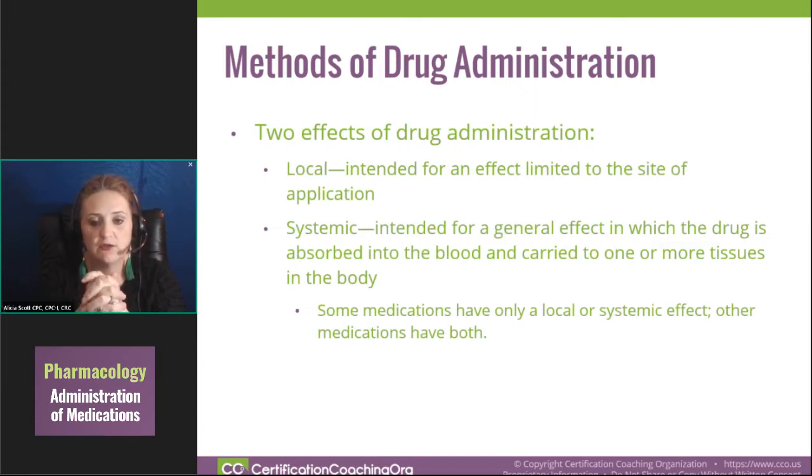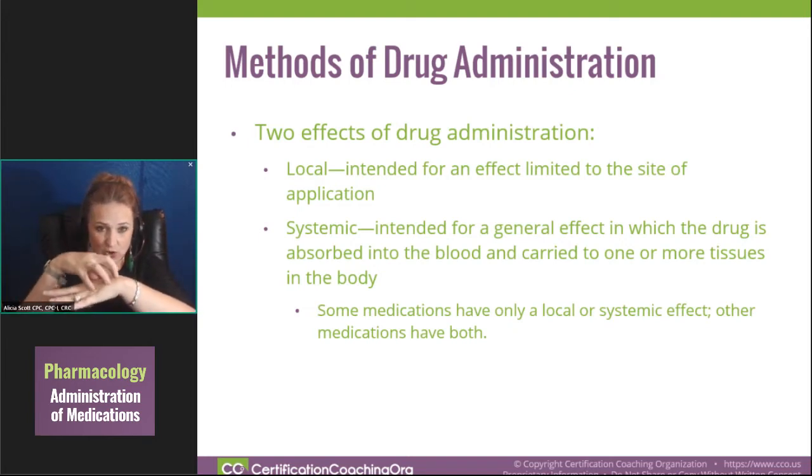Also, you could have a medication that's only local or systemic in its effect, and some medications have both. Right? They work locally, but they're absorbed throughout the whole body. But the purpose of why it's being used is for this one local area, but it in fact is absorbed through the whole system. That is possible.